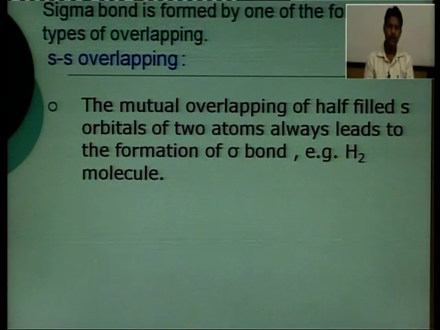The sigma bond is formed by one of the following types of overlapping: s-s overlapping. The mutual overlapping of half-filled s orbitals of two atoms always leads to the formation of a sigma bond. So, when the s orbital of one atom overlaps with the s orbital of another atom, there is formation of s-s overlapping and a sigma bond. The example is the hydrogen molecule.